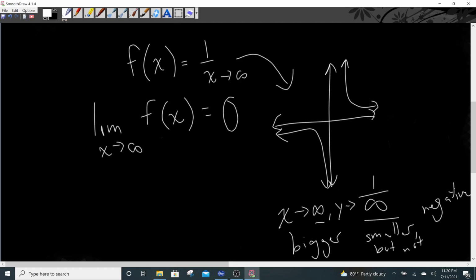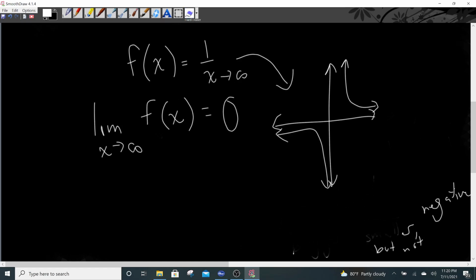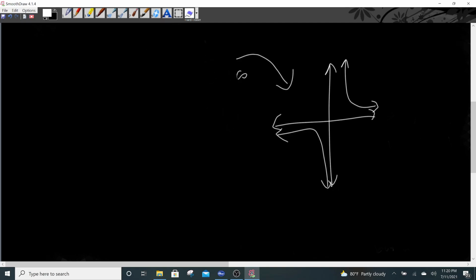Yeah, it's a little bit cramped, but still. 1 over infinity means that y is getting closer and closer to 0. And so the limit as x approaches infinity of 1 over x is going to be 0. Or for our purposes of different calculations, we would say that 1 over infinity, that's going to be 0, and not the limit as x approaches infinity of 1 over infinity.